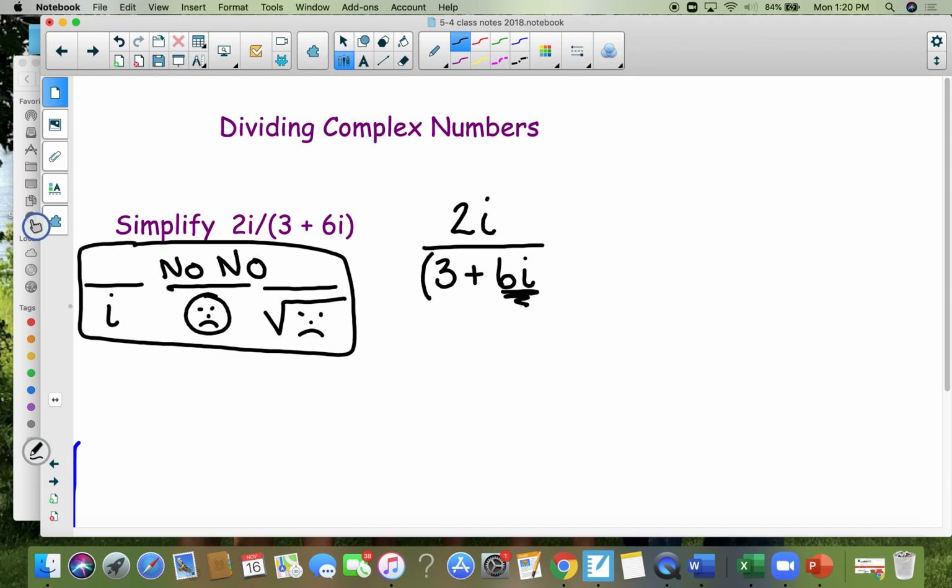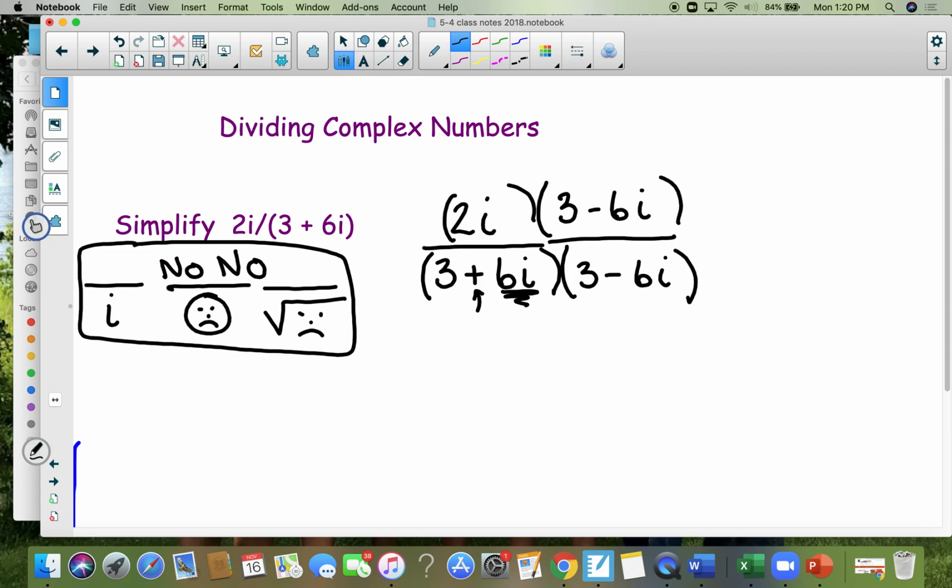To get rid of the I, you need to multiply the top and the bottom by this. This is something you've never done before, but all you do is you change the sign to 3 minus 6i. Whatever you do to the bottom, you have to do to the top. So if you don't know what to multiply the top by and the bottom by, you have to multiply it by the same thing. All you do is you change the sign from a positive to a negative. Okay, now let's go through it.